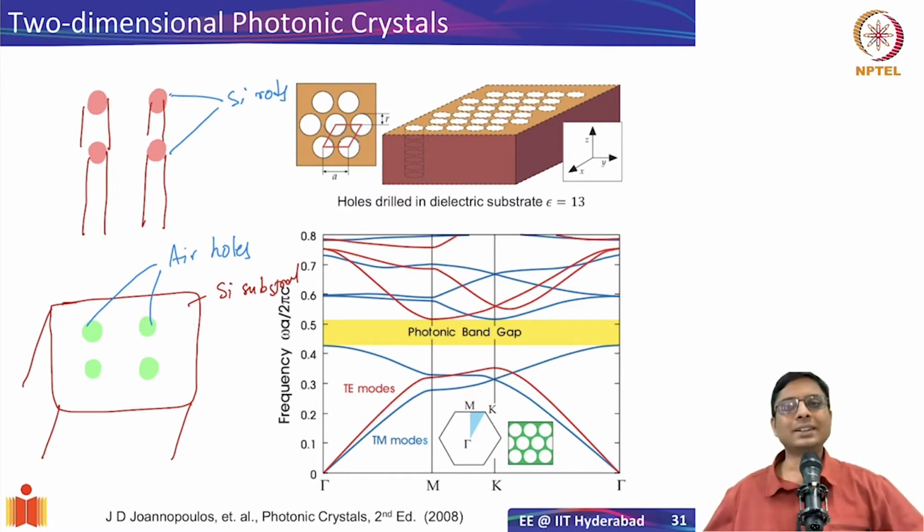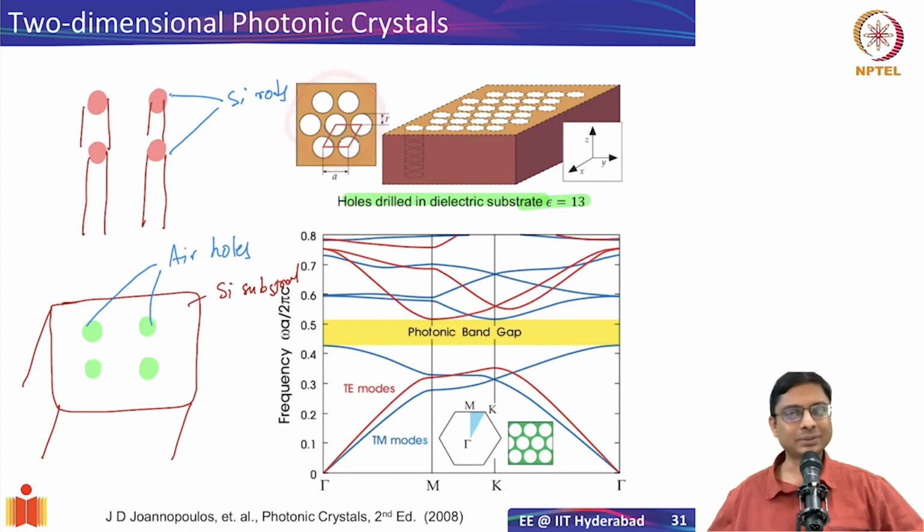So finally, scientists came up with the idea of a triangular or hexagonal arrangement of holes, which is shown on the right here. What essentially they are doing is, you have a substrate with, let's say, dielectric constant, just for the sake of simplicity, 13, and we drill it with holes. How do we make it? We'll not cover that right now, but let's say we can make it, and you essentially end up with holes arranged in a lattice like this.